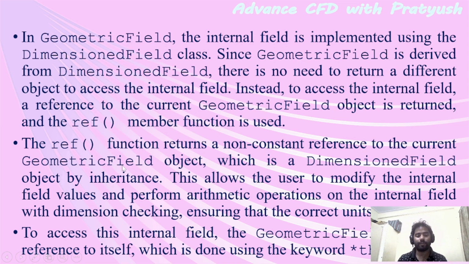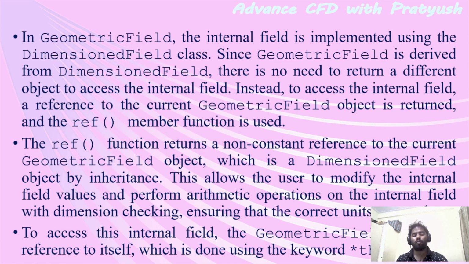Now in the second comment you can see that there is a function, the ref, and similar to the boundary field you can give the non-constant reference using this function. Using this function you can modify the internal field value and perform whatever arithmetic operation you want. Now if you go and see the definition, the reference is given to itself using the keyword *this. So using this *this keyword you are accessing the value of the internal field using the ref function.